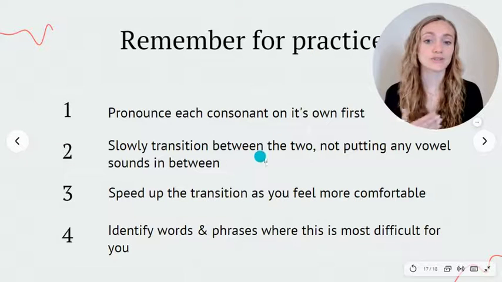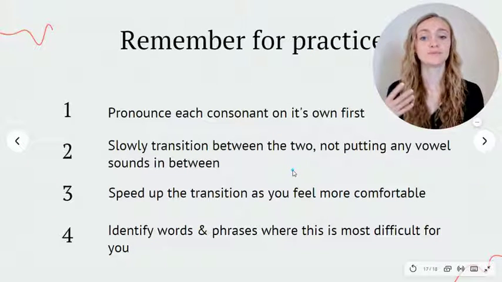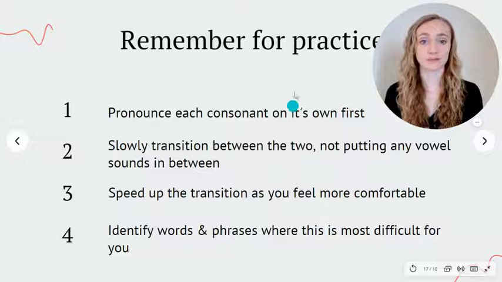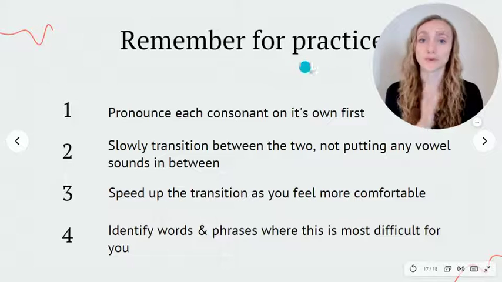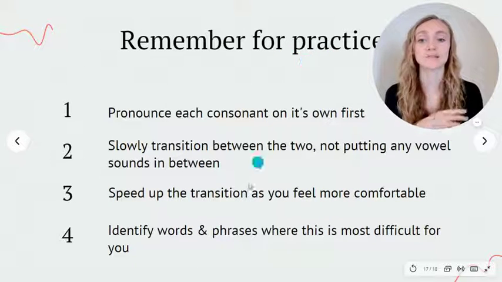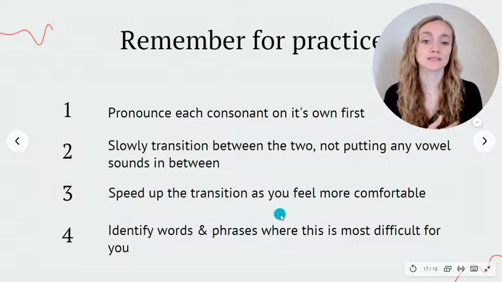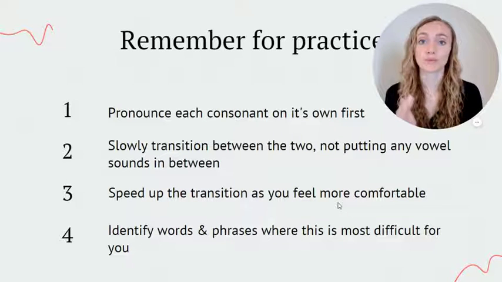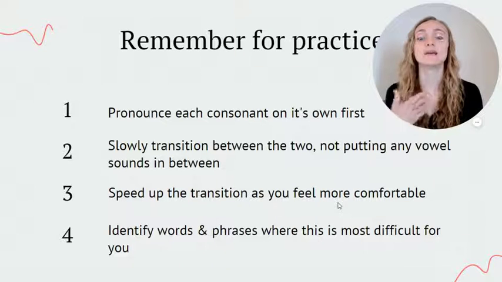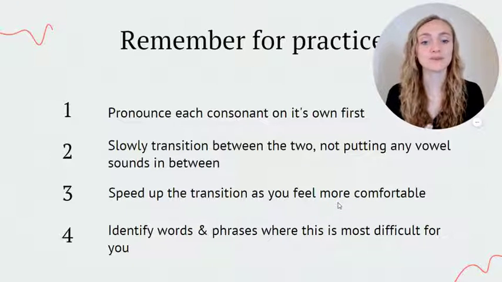So if I have a word like practice, first I practice the p, and then I slowly start transitioning between the two, not putting any vowel sounds in between. So not p-r, but practice. So it goes all together. And then we speed up this transition as we start to feel more comfortable. So instead of practice, we'll go practice. We go faster the more comfortable we feel.